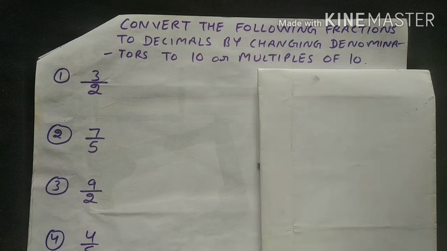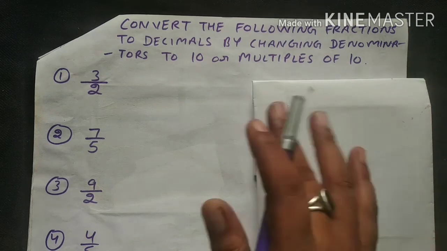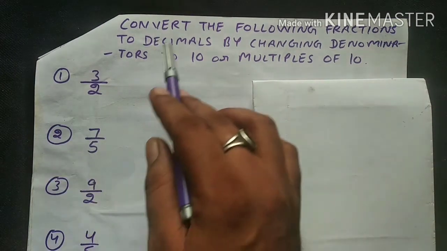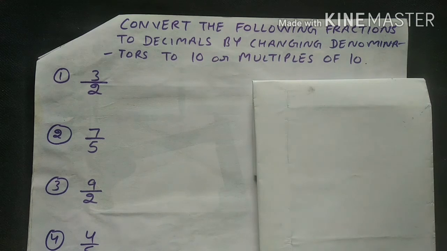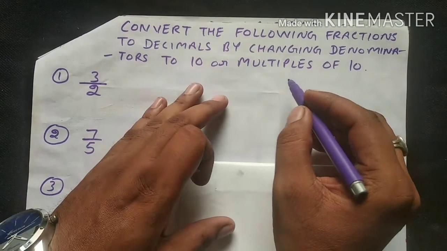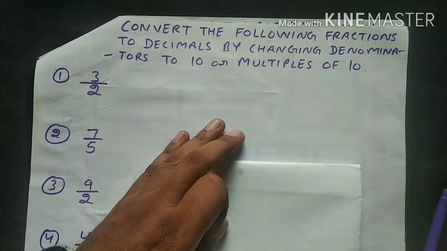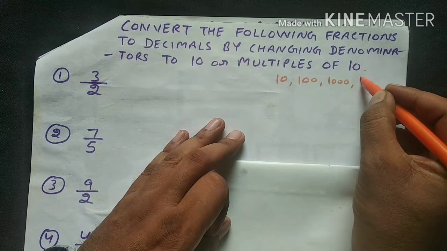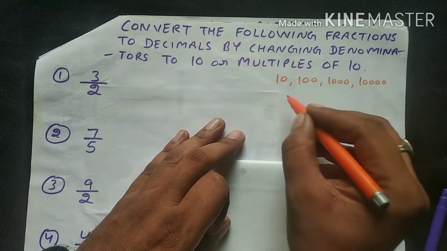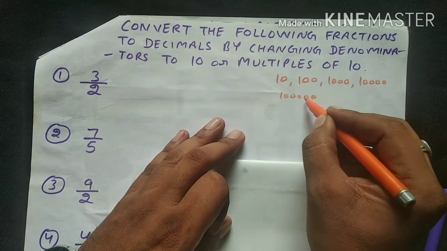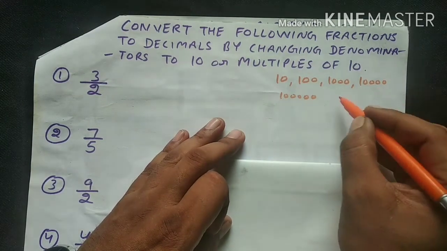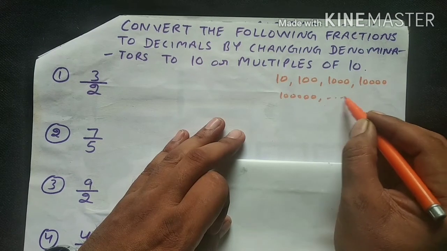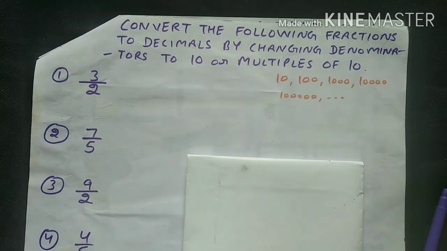Dear student, this is Shailesh Kumar and we are on the channel Think Math, Think Different, Zara Hatke. So student, here you can read we have to convert the following fractions to decimal by changing denominators to 10 or multiples of 10. Multiples of 10 means the numbers in the denominator should be just 10, 100, 1000, 10,000, 1 lakh, 10 lakh. Okay, so only these types of numbers should be there in the denominator.